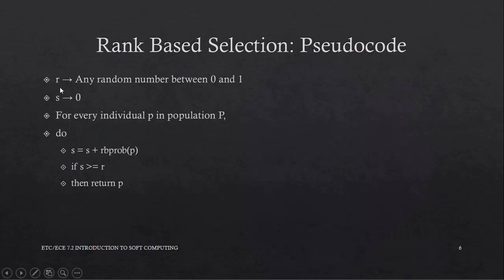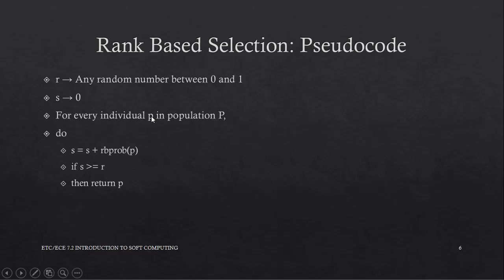Let R be a random number between 0 and 1. Let S be initialized to 0, which is going to act like the counter. For every individual p in population P, do S equals S plus RB probability of p, where RB is the rank-based probability. If S is greater than or equal to R, if you realize that at any point in this loop S becomes greater than R, then return that p.